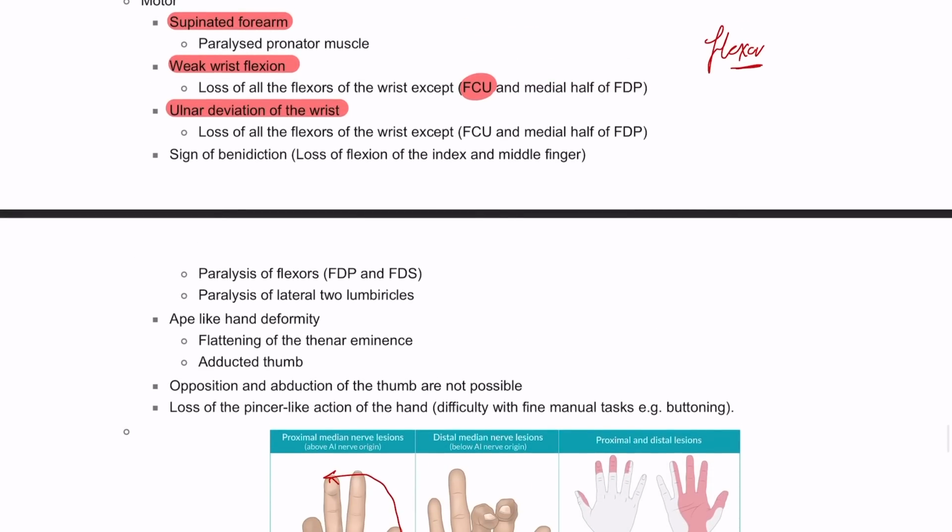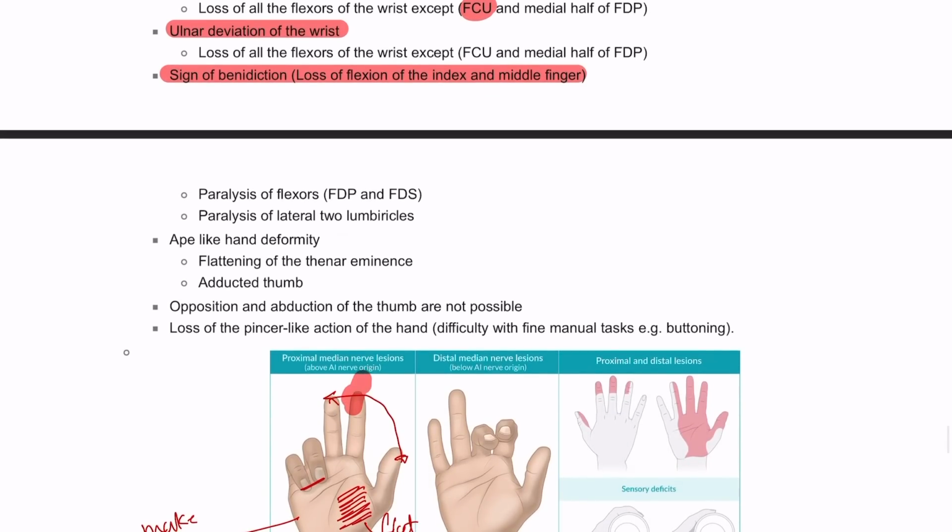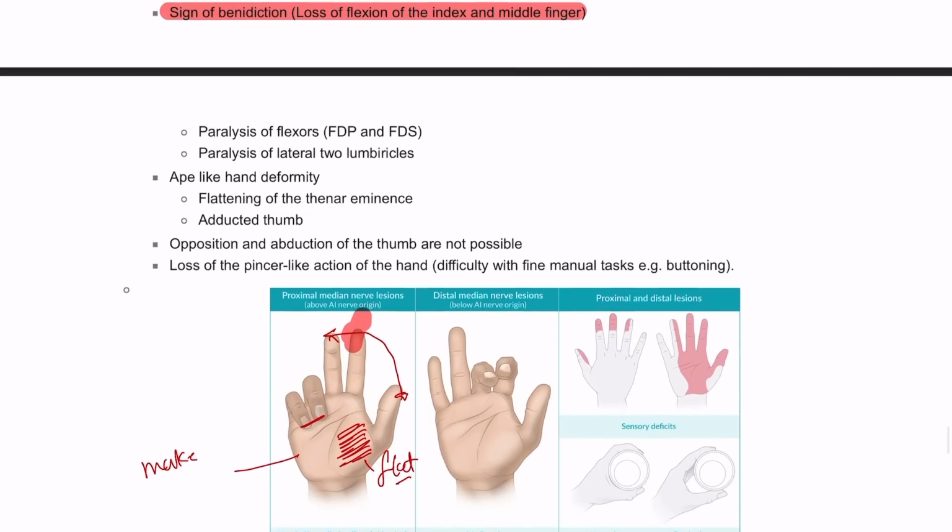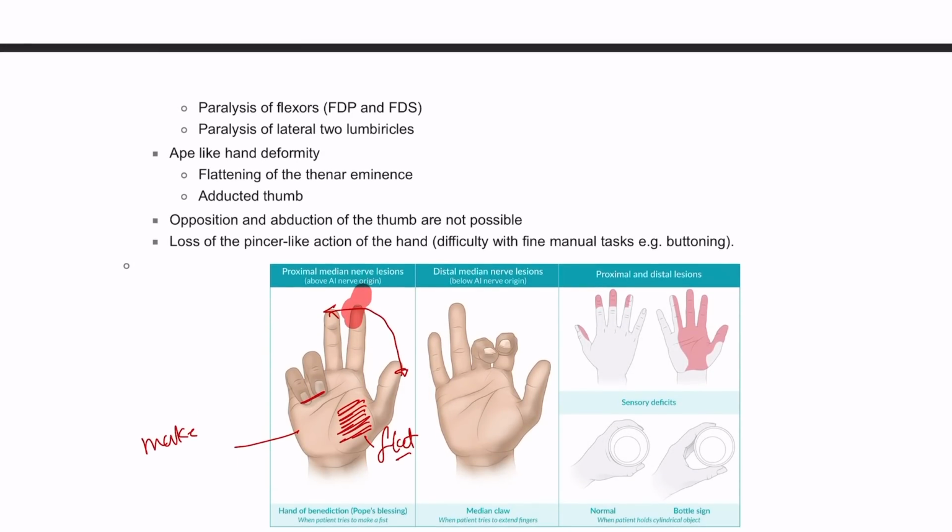Sign of benediction, or the Pope's blessing. If you look at that, the sign of benediction is due to loss of flexion of the index and the middle finger as well. Here will always be extended like that. And in the ape-like hand, the thumb will be adducted because the adductor pollicis is supplied by the ulnar nerve, and the opponens pollicis, remember the LOAF muscles, will be affected as well.